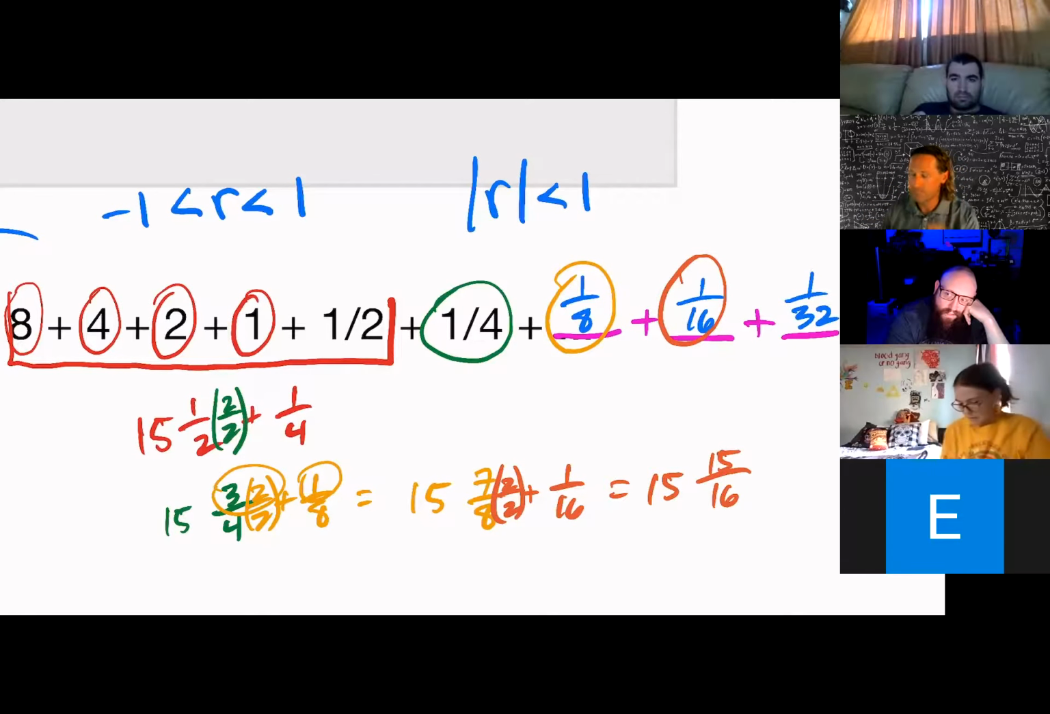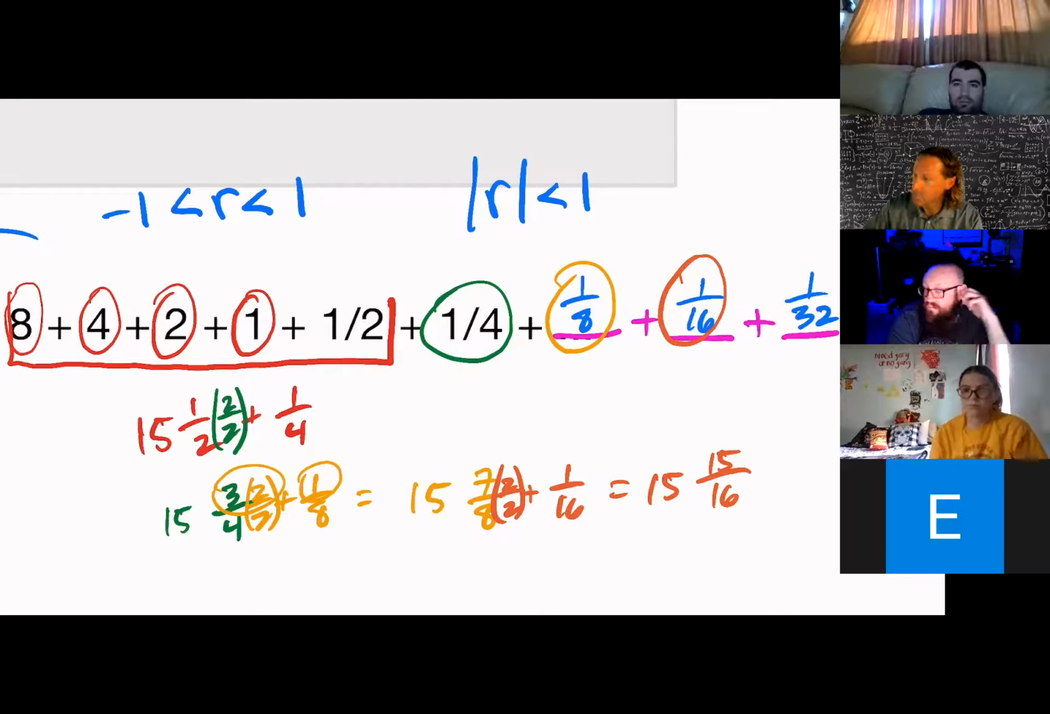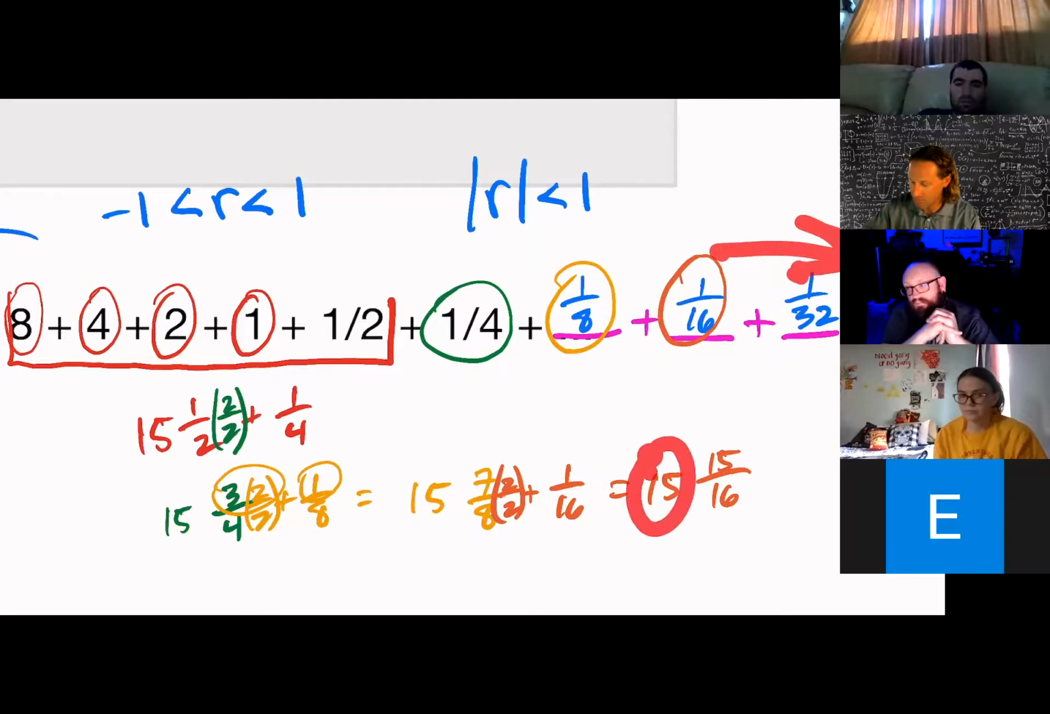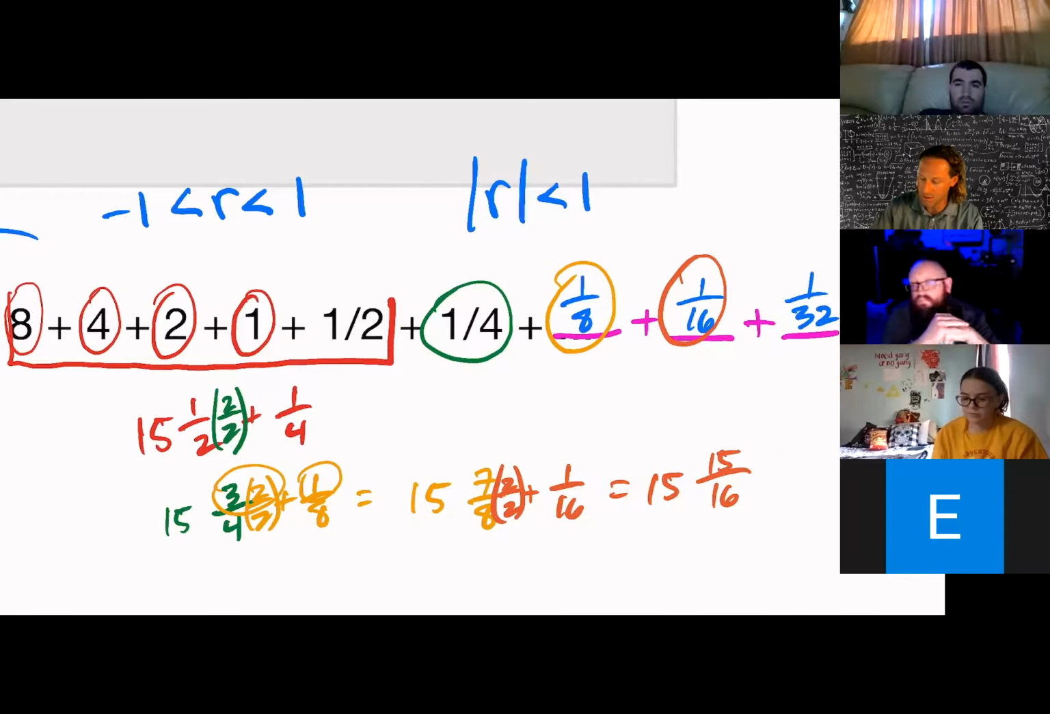Quick, Dustin. 31/32. What about the next one? 63/64. Very good. And so on. What are we getting closer and closer and closer to with these fractional parts? Which means if you were to say that this goes on forever, it's going to get so close to 1. Because we already have the 15, we know this is going to approach 1. We're going to say the sum of this is actually equal to what?